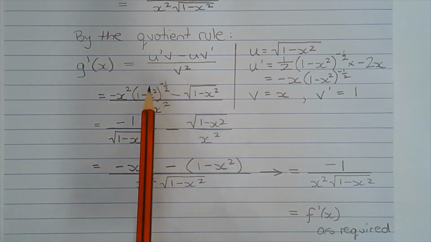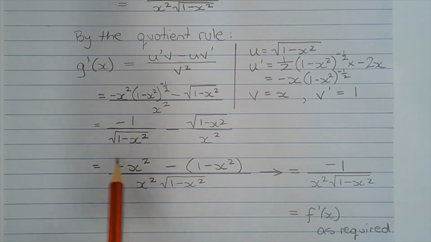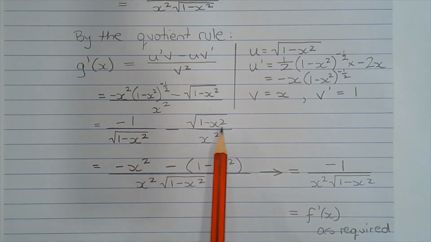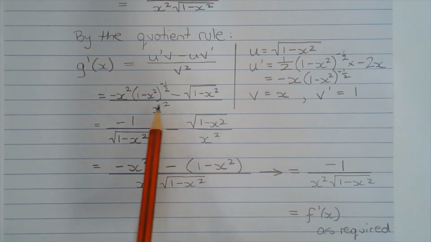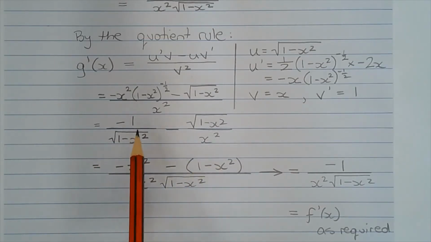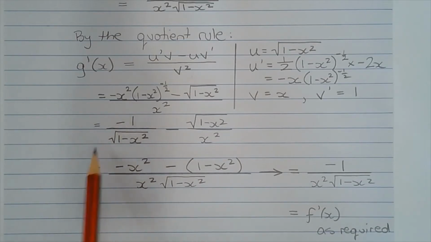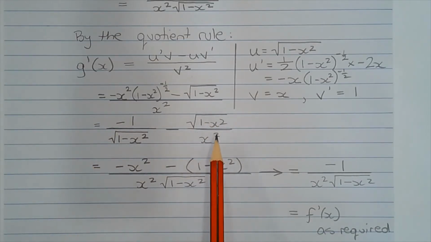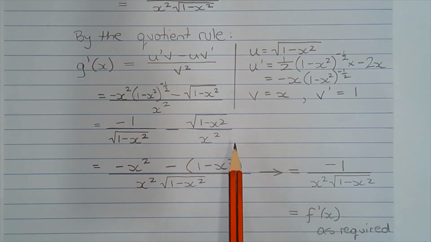So converting this negative index here into surd form, minus the square root of 1 minus x squared over x squared, since x squared is a common denominator for both of these terms. And that equals negative x squared minus 1 minus x squared in brackets over x squared multiplied by the square root of 1 minus x squared. So this is found by finding a common denominator. So multiplying this fraction by x squared over x squared, and this fraction by the square root of 1 minus x squared over the square root of 1 minus x squared.